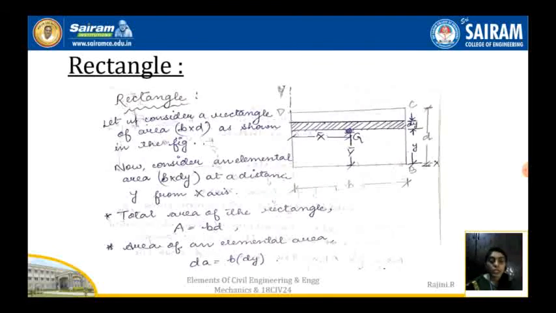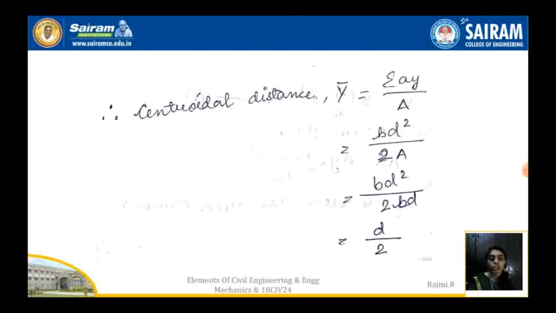I'll come to the figure now. Yes, here you can see the x bar which I marked: you got b by 2, exactly the middle, and the y bar you got d by 2, exactly the middle. So this is the way of solving the derivations. Please remember this to solve problems, that is, x bar and y bar for a rectangle. Thank you.